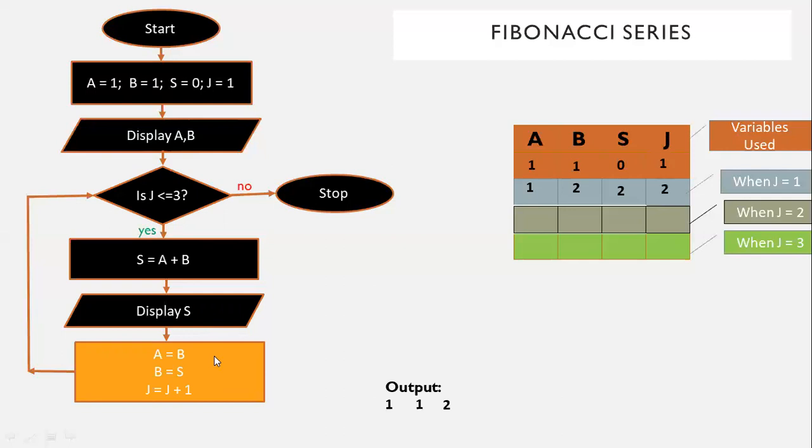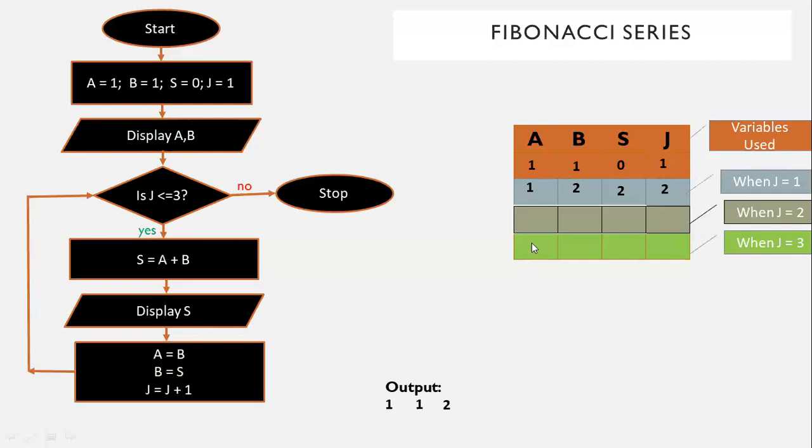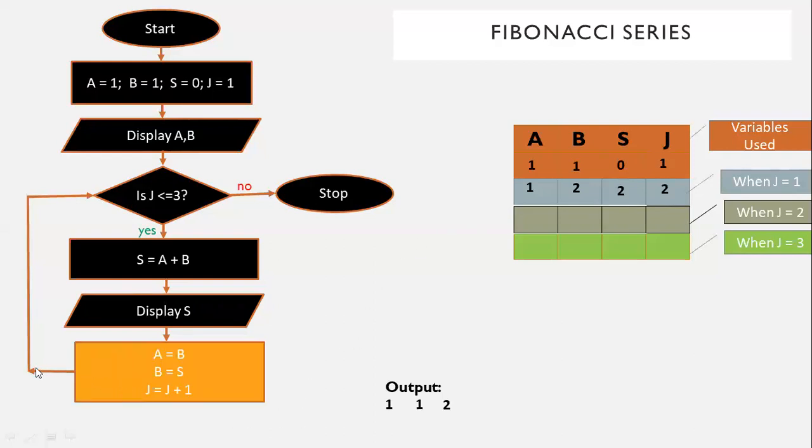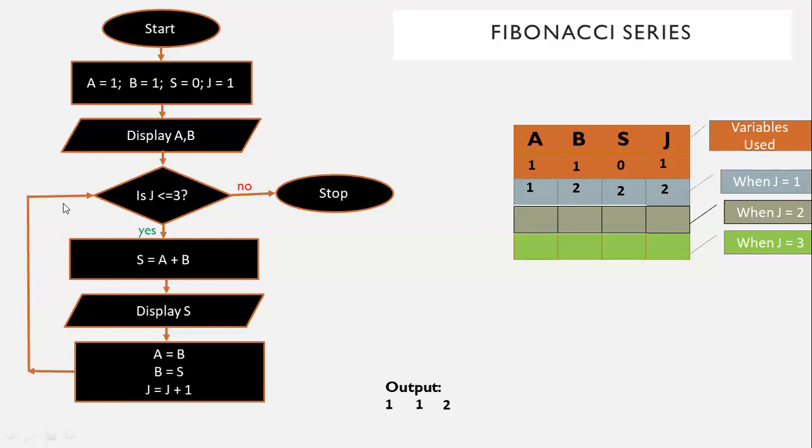So all this value that you can see on the trace table in the blue row, this is the value that is obtained when the value of J is 1. Now we are moving through this arrow and we reach again to this line. Is J less than or equals to 3? Before, the value of J was 1. Now the value of J is changed. It is increased by 1, that is 2. So the new value that we can see on the trace table of J is 2.